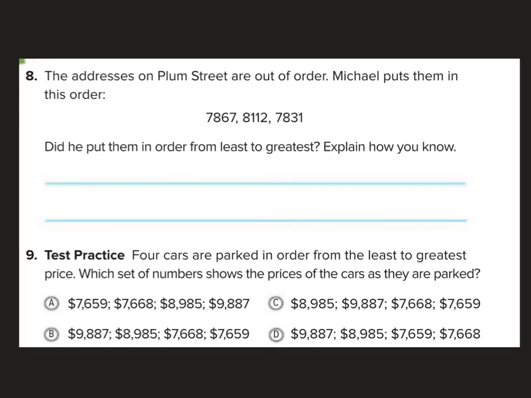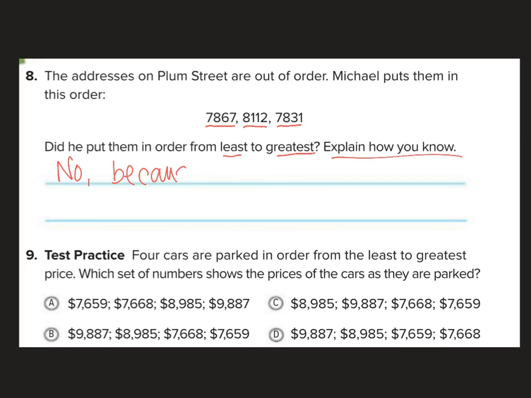The addresses on Plum Street are out of order. Michael puts them in this order. 7,867, 8,112, and 7,831. Did he put them in order from least to greatest? No way! How do I know that? It says explain how you know. No!